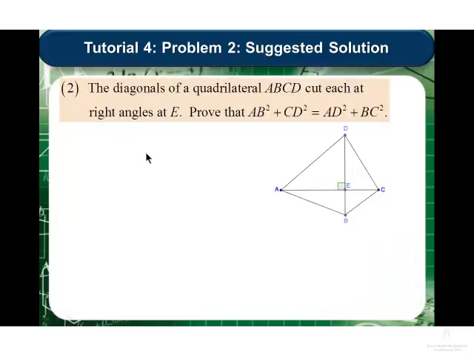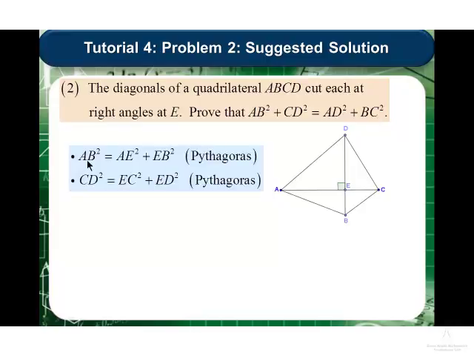In the case of problem 2 of tutorial 4, we have a quadrilateral ABCD as indicated. And we know that the diagonals DB and AC of this quadrilateral intersect at a point E, and this intersection is such that all four angles at the point of intersection will be right angles. So we have to prove this particular result with respect to the side lengths AB, CD, AD and BC for this particular quadrilateral. Let's see how we do that.